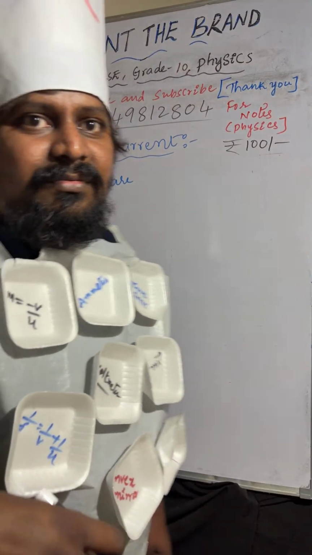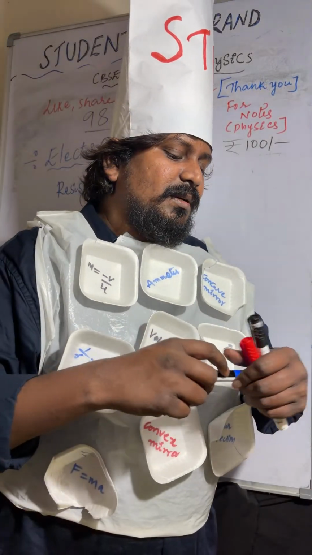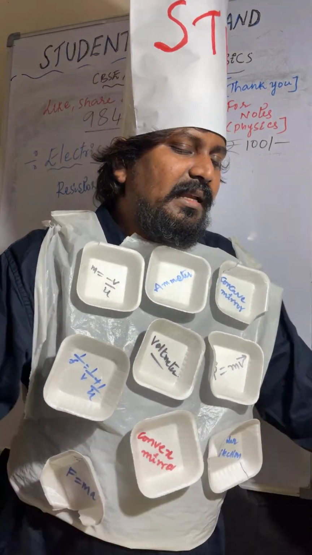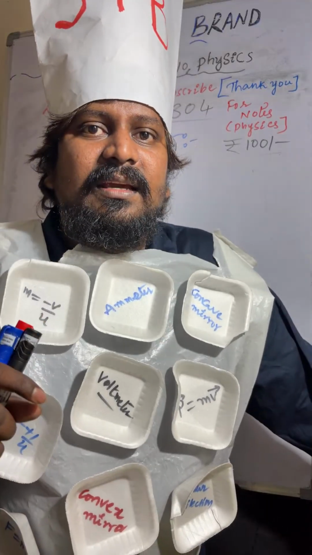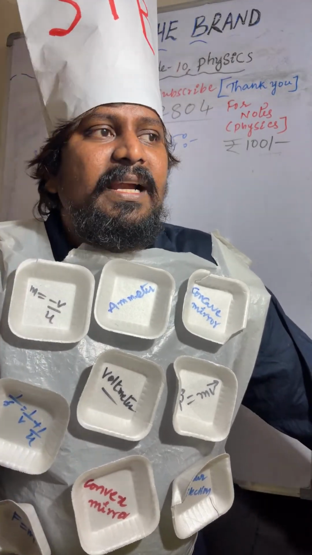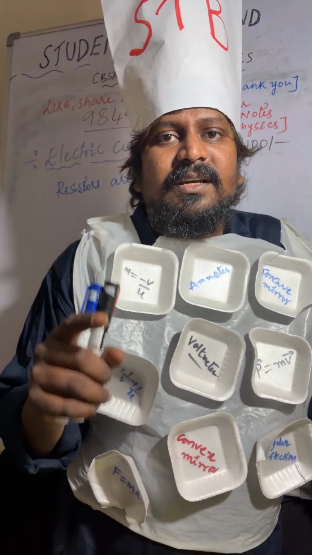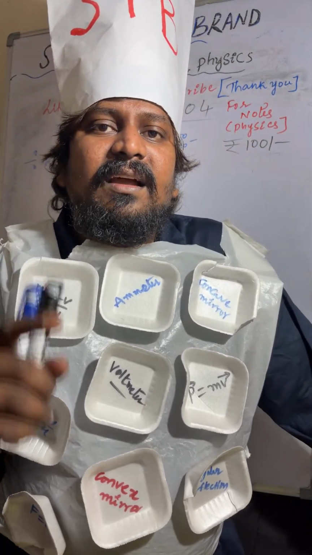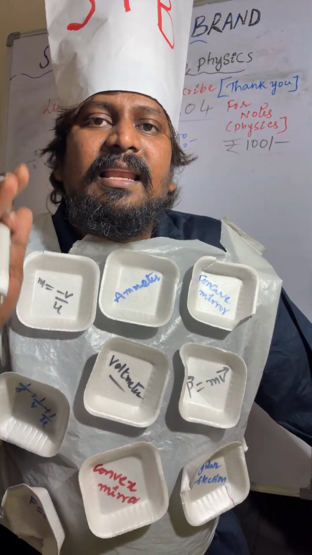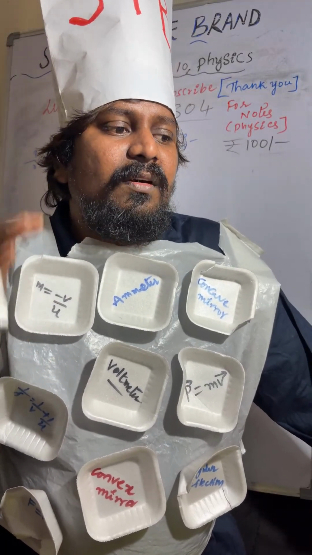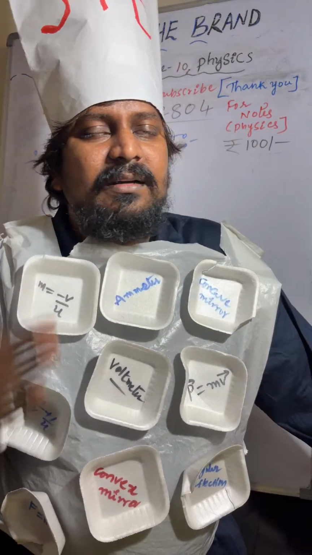So till now we discussed electric current. I equal to Q by T. The SI unit of electric current is ampere. The SI unit of charge is coulomb. The SI unit of time is second. The rate of flow of charge is called electric current.